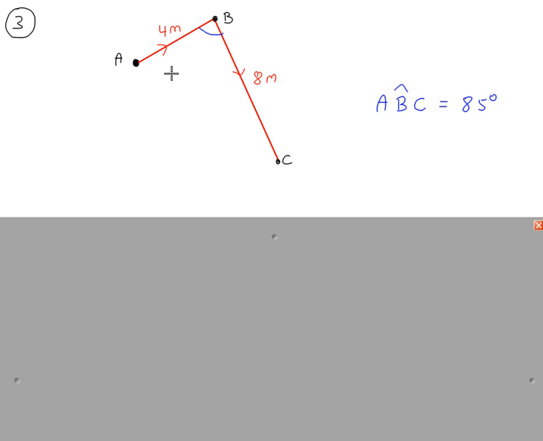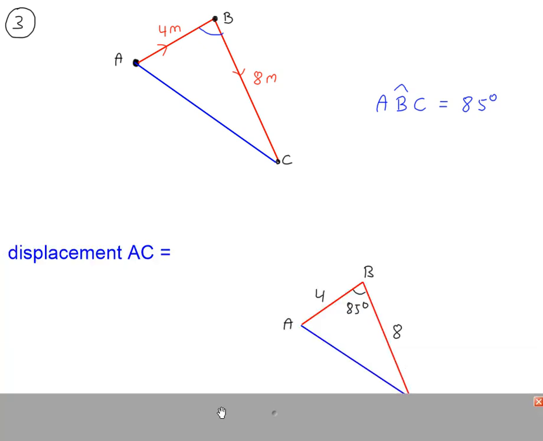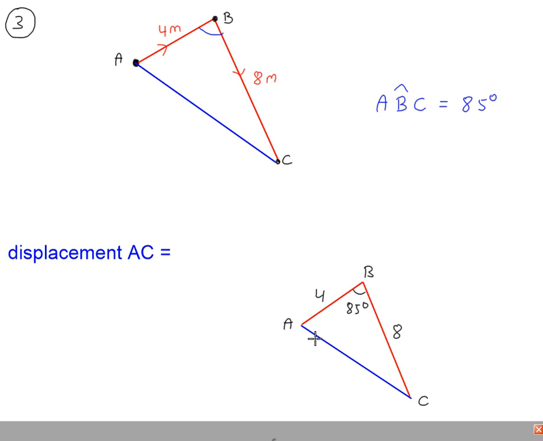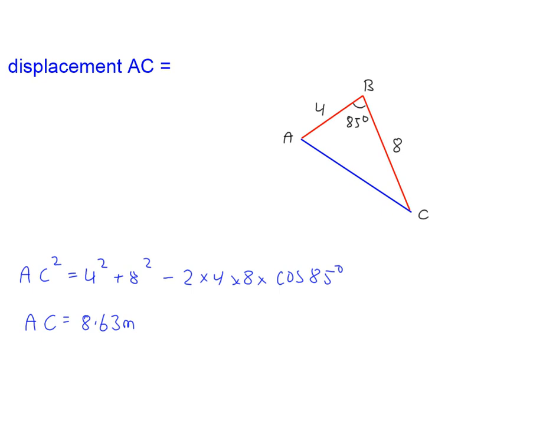In this example, we want to work out the displacement A to C. It's a simple problem using trigonometry in a triangle. Applying the cosine rule gives us AC, the displacement, 8.63 meters.